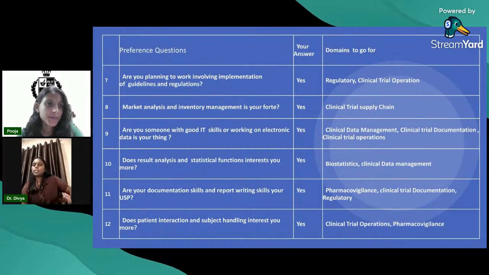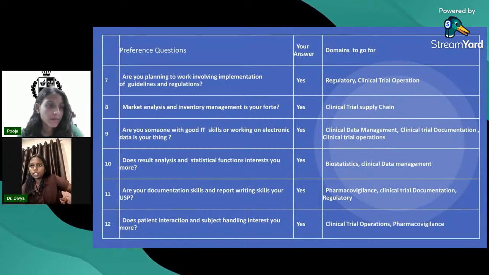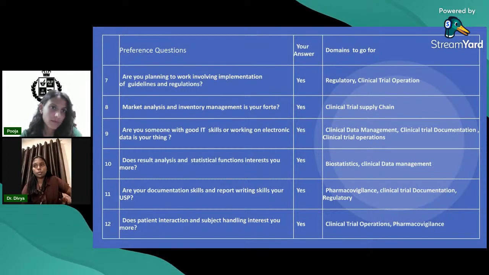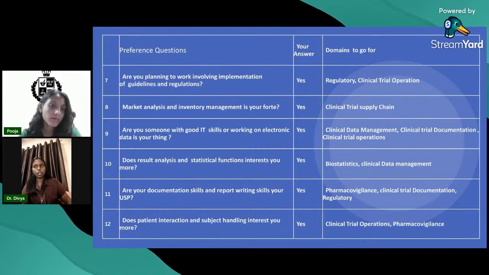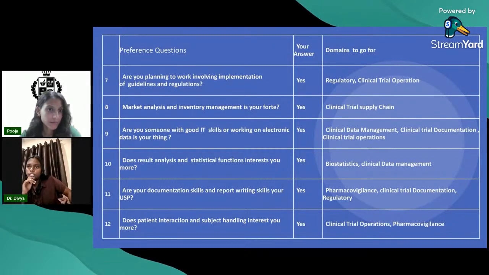The seventh question is, are you planning to do work involving implementation of guidelines and regulation? As I said, if you are someone who likes or who understands laws and regulation, then you can be a good fit for regulatory and clinical trial operation. You can put check ticks in these two boxes.